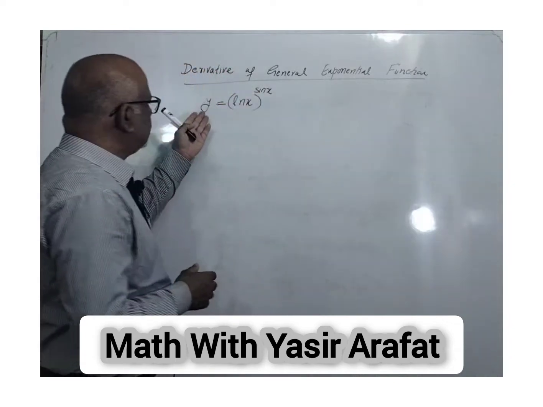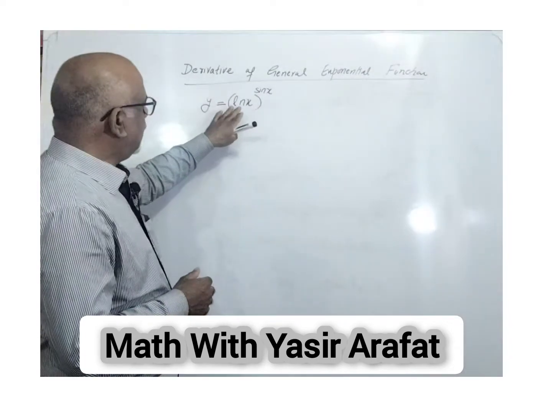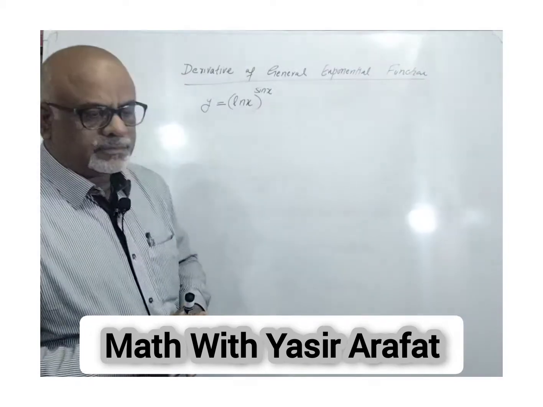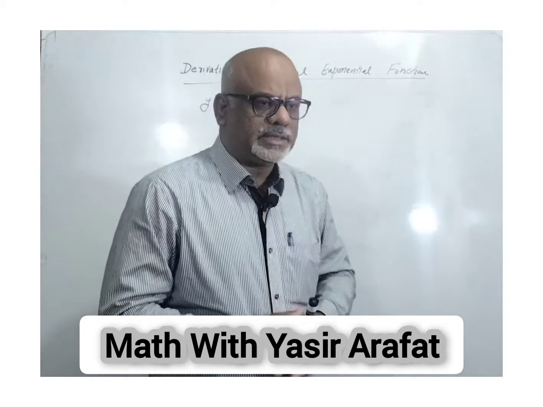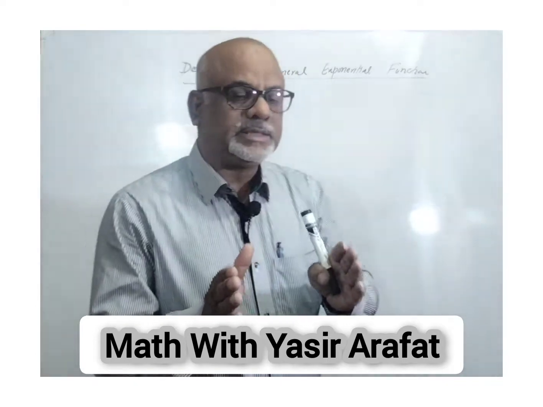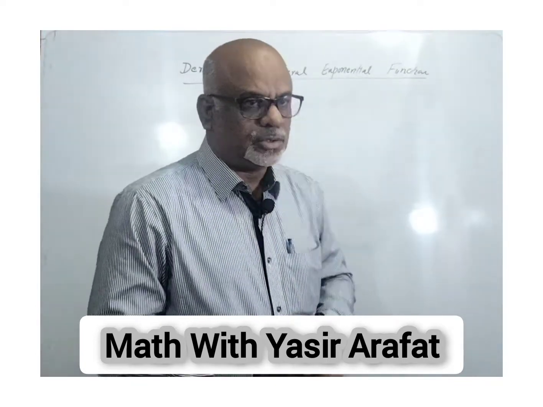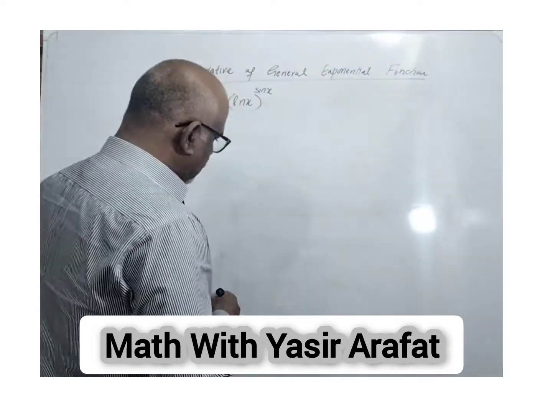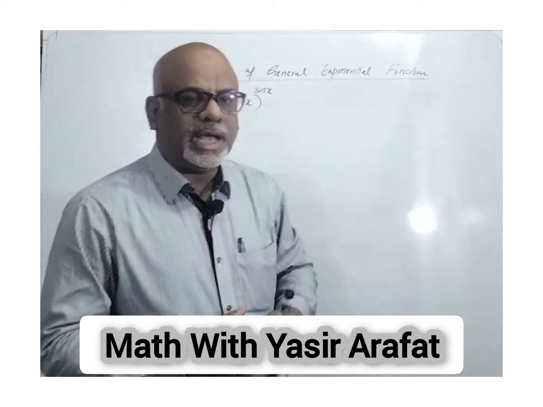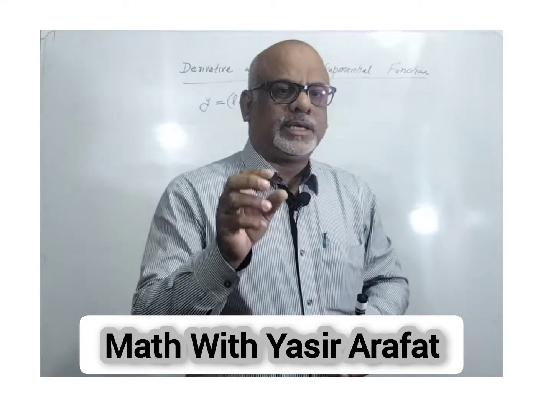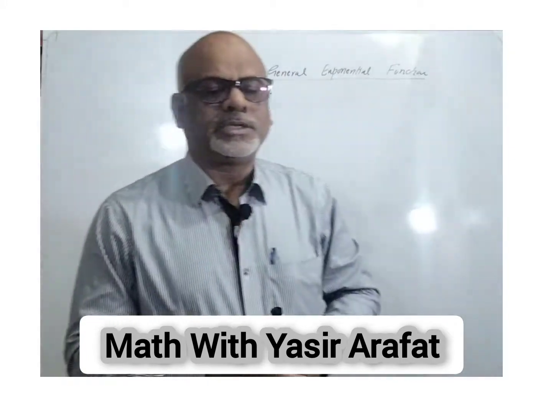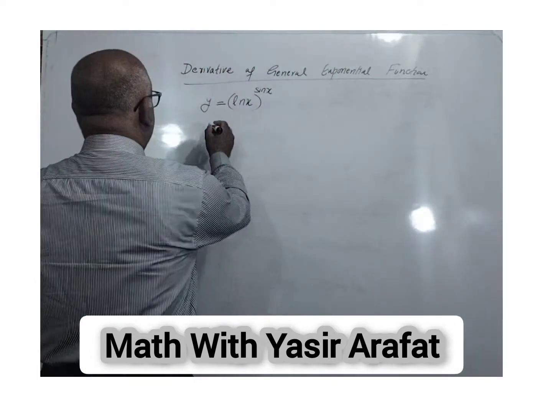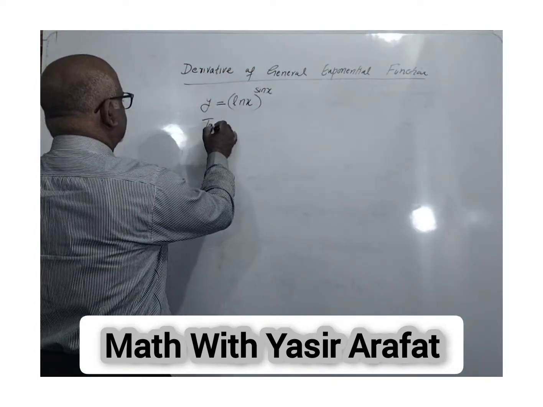Here we have a question: y is equals to ln x power sin x. We have discussed in my first lecture that when a power is in the form of a function, those are called general exponential functions. So what strategy do we have to use here? In general exponential function, we have to take ln on both sides. So, taking ln on both sides.